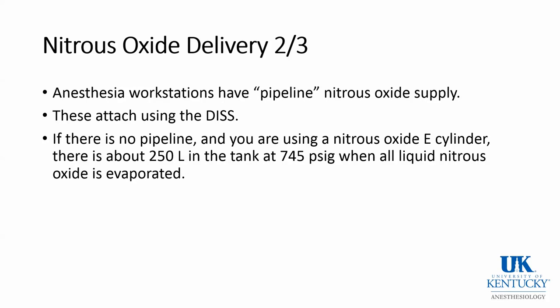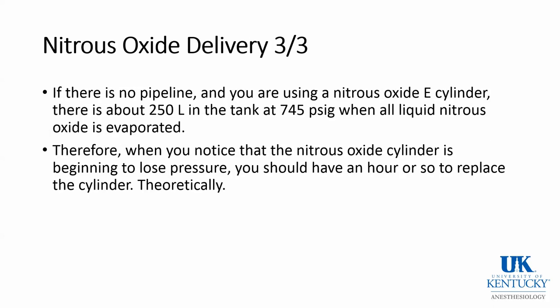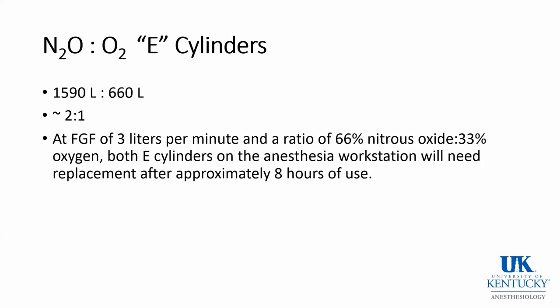Nitrous oxide is also supplied by pipeline. These attach using the diameter index safety system. If there is no pipeline and you are using a nitrous oxide E-cylinder, there's about 250 liters in the cylinder at 745 pounds per square inch when all liquid nitrous oxide is evaporated. Therefore, when you notice that the nitrous oxide cylinder is beginning to drop in pressure and all the liquid has evaporated, you have about an hour or so to replace the cylinder. Theoretically, it does depend on the flow, of course.